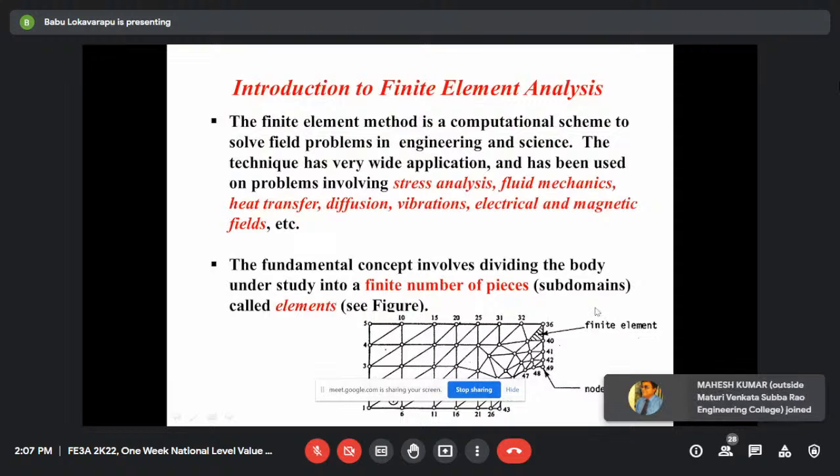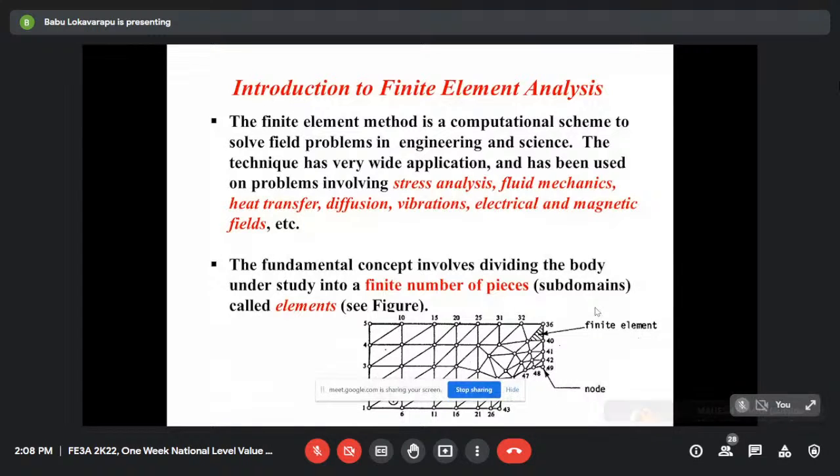Basically, finite element analysis is used to solve all domains of problems, maybe solid mechanics, fluid mechanics, heat transfer, and other domains. For any problem, the basic idea is how to solve the basic differential equations. You are going to solve the differential equations. Before we proceed, we should know why finite element analysis is required. What is the need to use this?